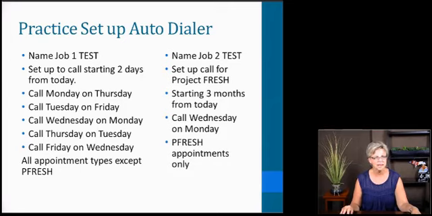In this case, let's name the job 1 test, set up the call to start 2 days from today, call Monday on Thursday, call Tuesday on Friday, Wednesday on Monday, etc. Just follow that along. And then click on all the appointment types except for Project Fresh. Got that? Okay, let's try job 2 and set it up for Project Fresh.